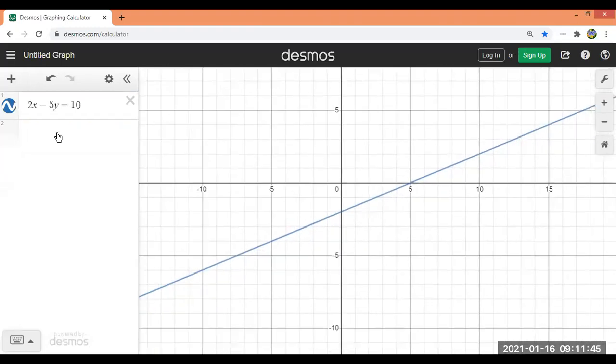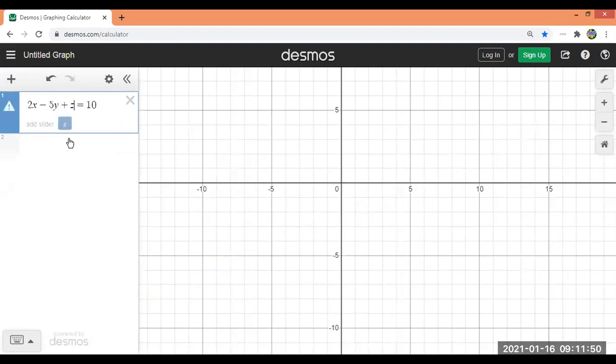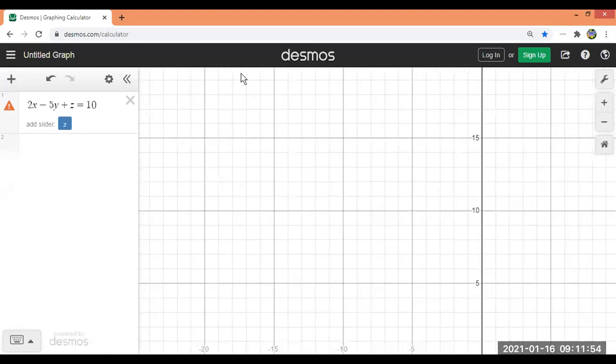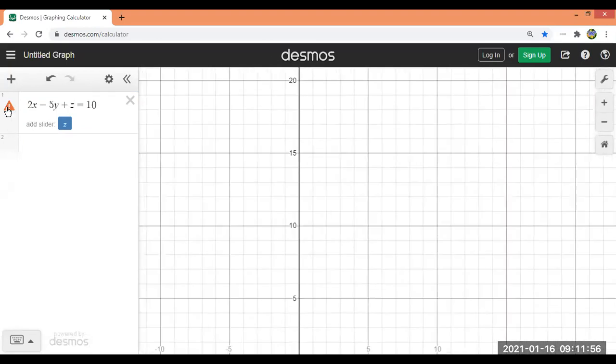What if I enter another variable, let's say plus z? Is this a linear equation? This is not. You see, this won't show any graph, and it shows an error. Do you see this error mark? It says too many variables. So this site is specifically designed for graphing linear equations in 2 variables, which have x and y.